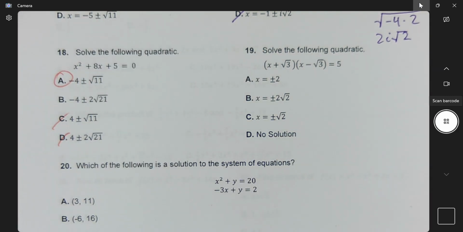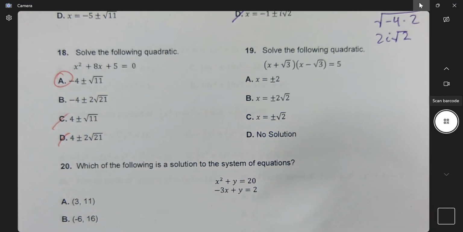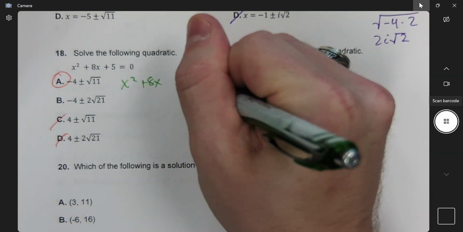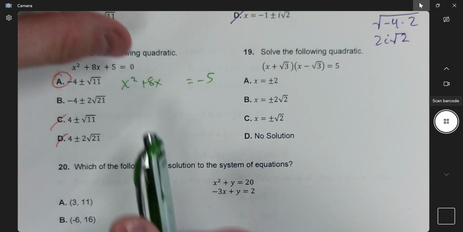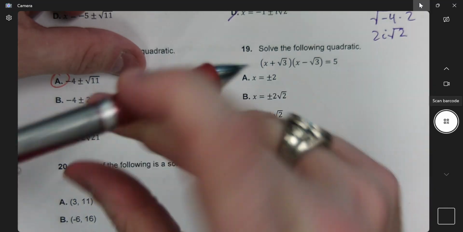Or you could just use the quadratic formula. Again, completely up to you. Or you could complete the square again if you wanted to. You could subtract this 5 over, just to really drive home that process. If you subtract the 5 over, now take that number 8, divide by 2, you'll get 4.